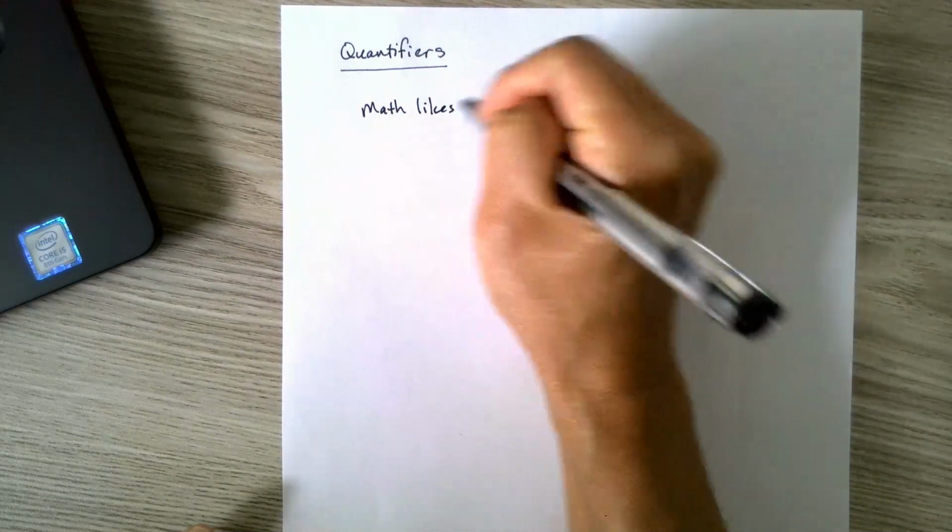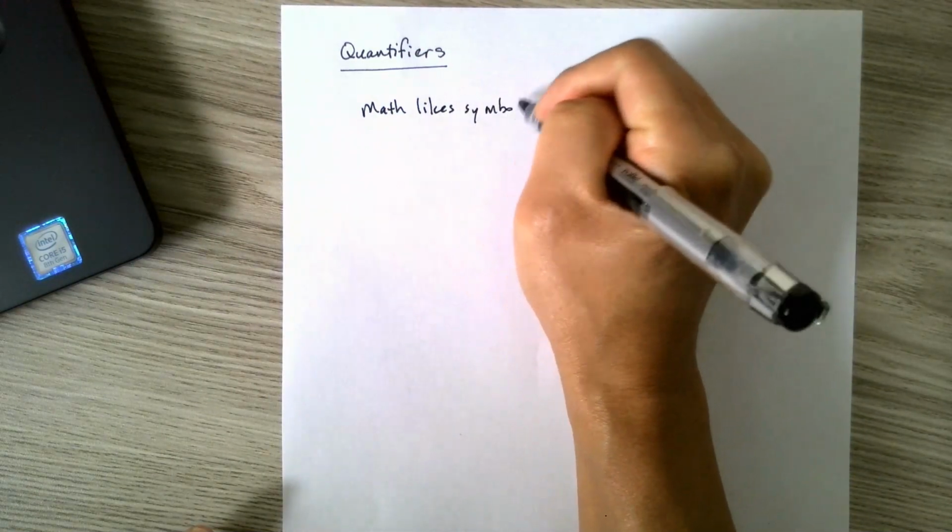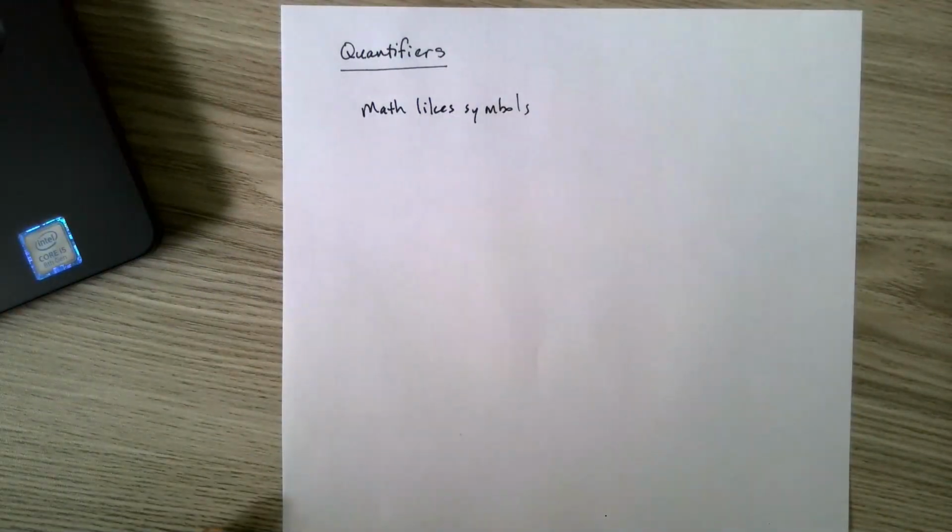Math likes symbols because we don't want to have to say the same thing, which takes several words, every time we want to communicate the concept. If we can just write a single symbol and get the same point across. So what do we want to get across?